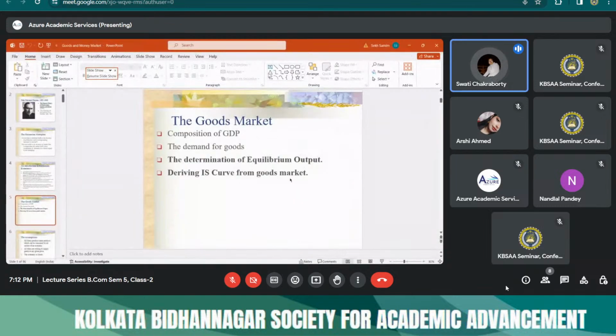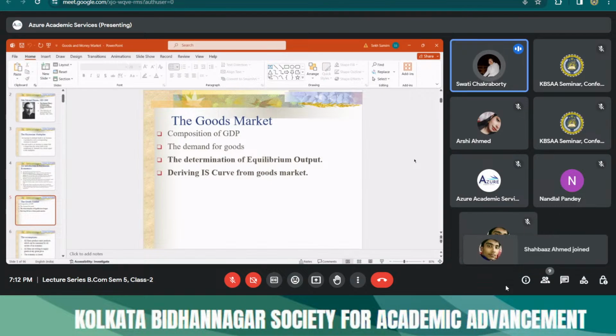Yes. So let's start with the first part, where we talk of the goods market. We will talk about the GDP coming into play, the composition of GDP, how to determine the equilibrium output, and finally the IS curve from the goods market.